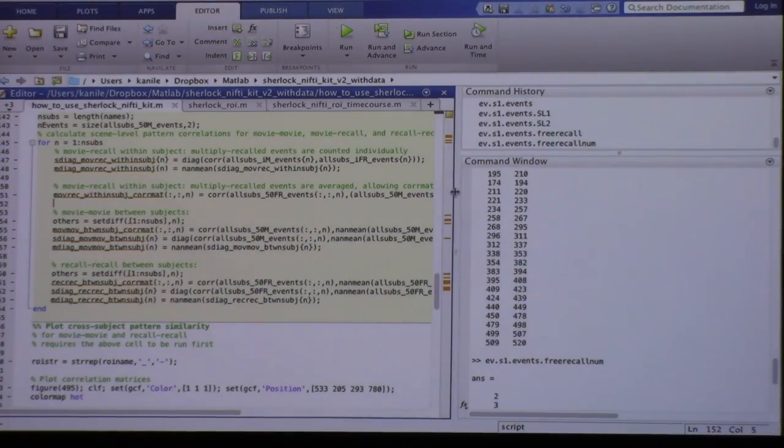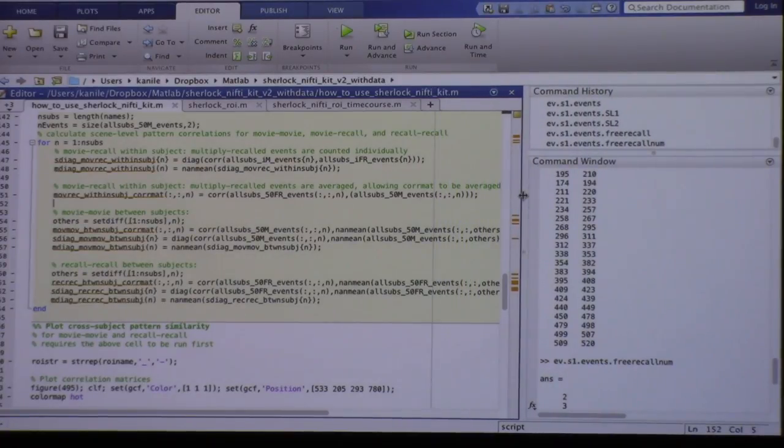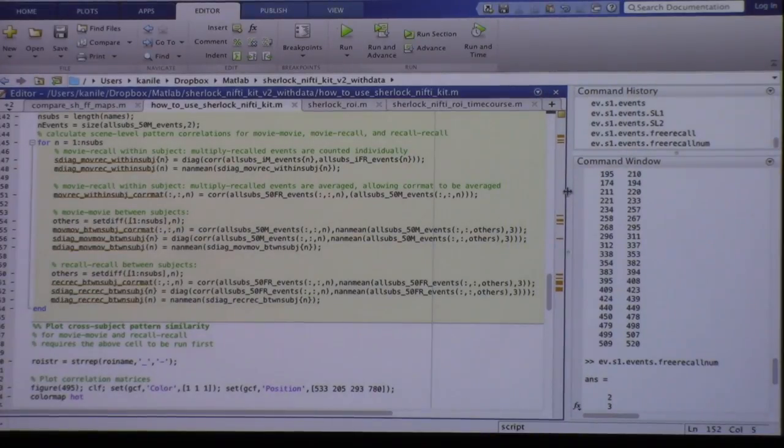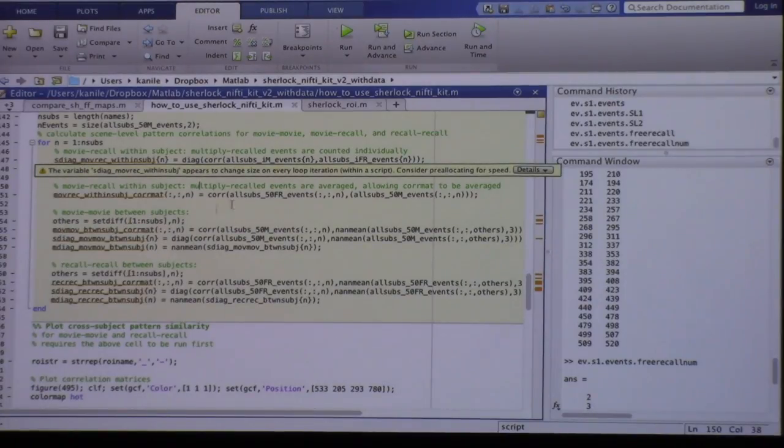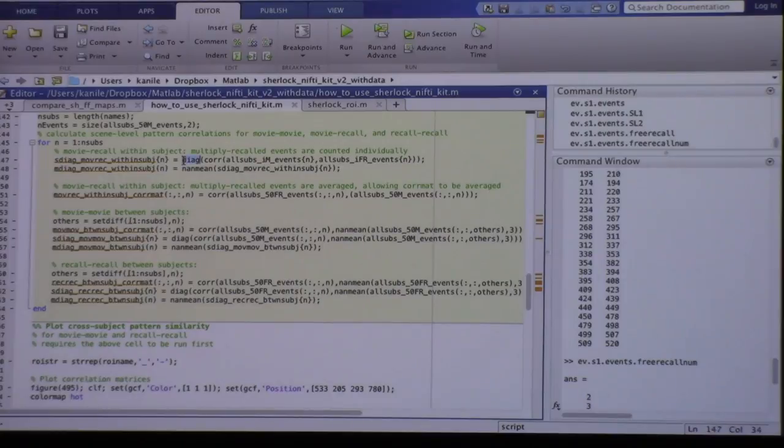Here we're calculating correlations within and between subjects in 4 different ways. These two are very similar. This is the reinstatement analysis, basically. Within an individual subject, we're comparing each movie scene to its corresponding recalled scene, just for that person. So you calculate the pairwise correlation of all movie scenes and all recall scenes and take the diagonal of that matrix. I'll show you what that looks like a little more in the next step.